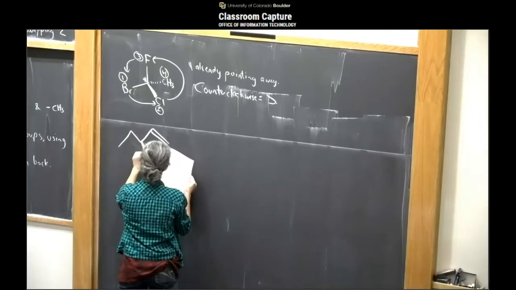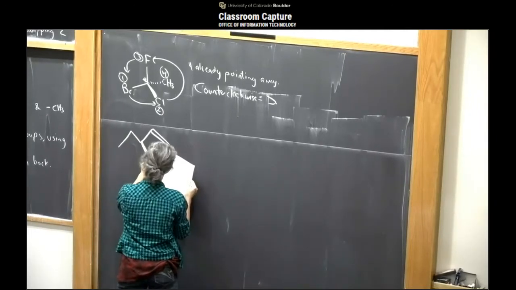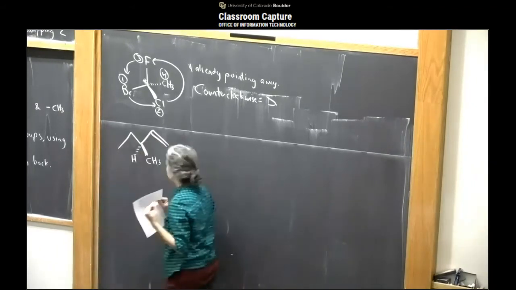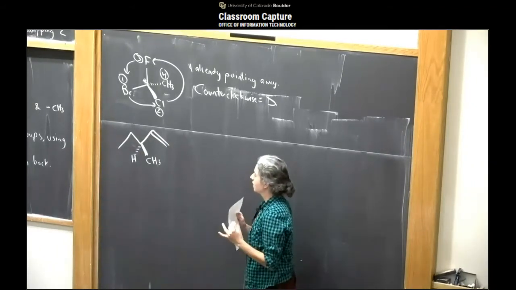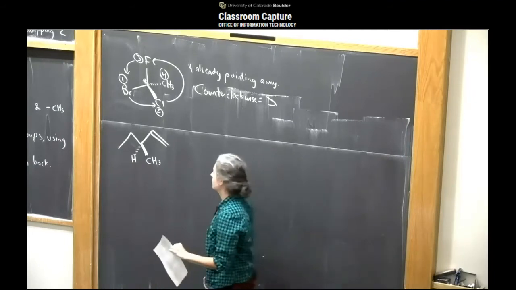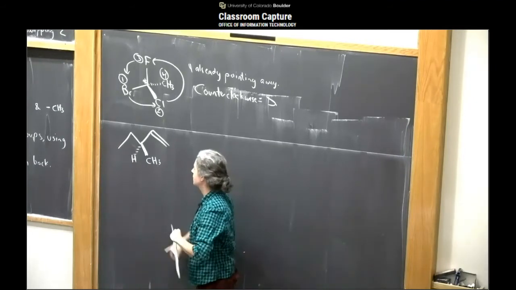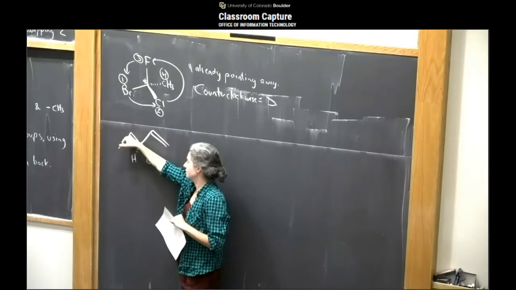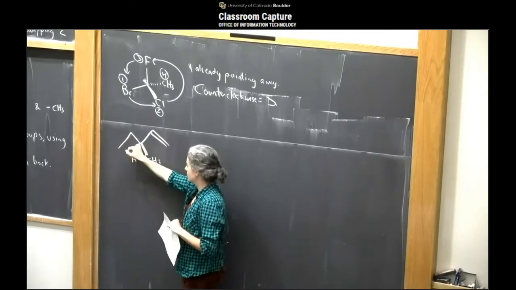complicated assigning priorities. Okay, so here's one. Looking at this, I'm trying to figure out where my asymmetric carbons are. I can immediately rule out this one, that's a CH3. I can rule out this one, that's a CH2. This one is looking very suspect.